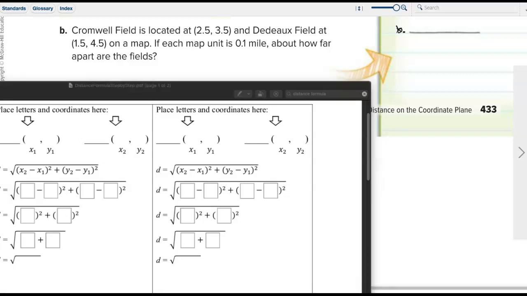Okay, so what's important to know from there? About, so it's not going to be exact, so we'll probably have to round. What else? Each map unit is 1/10 of a mile. Let's call this coordinate A and this coordinate B. If I write them down here in my guided notes, what are A's coordinate points? 2 5/10, 3 5/10. B's points are what? 1 5/10, 4 5/10.